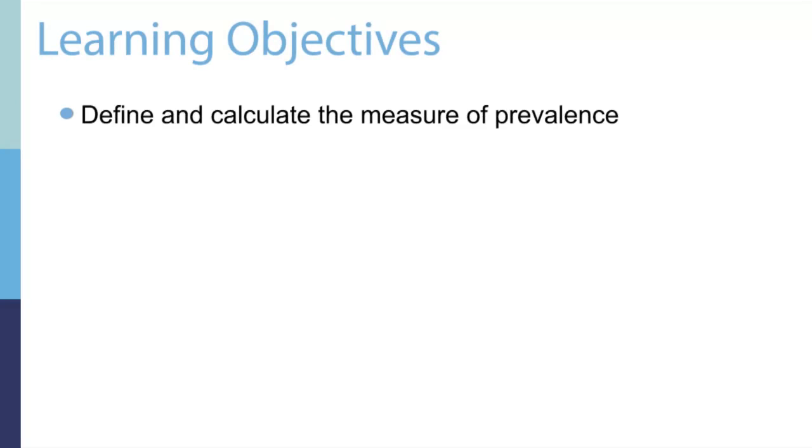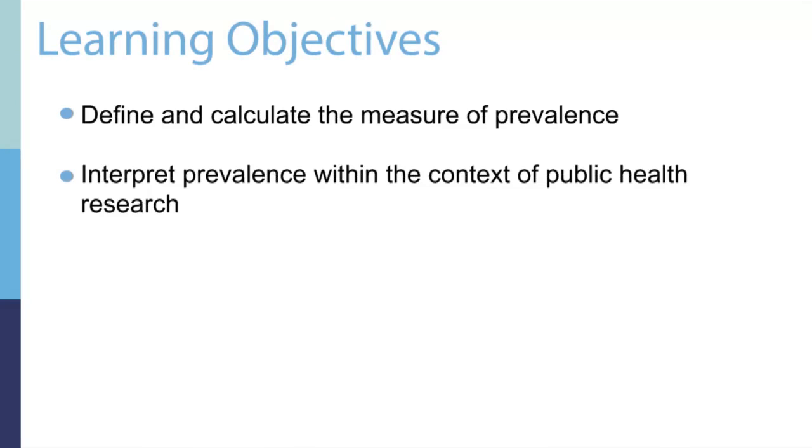The learning objectives for this segment are as follows: to define and calculate the measure of prevalence and be able to interpret prevalence within the context of public health research.